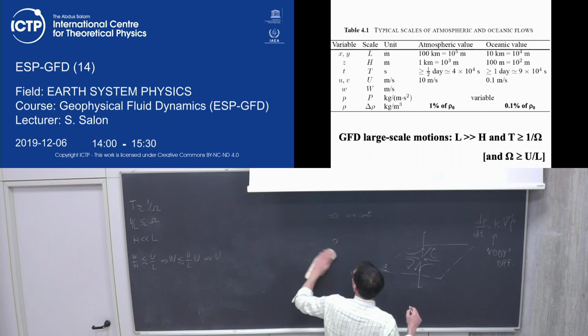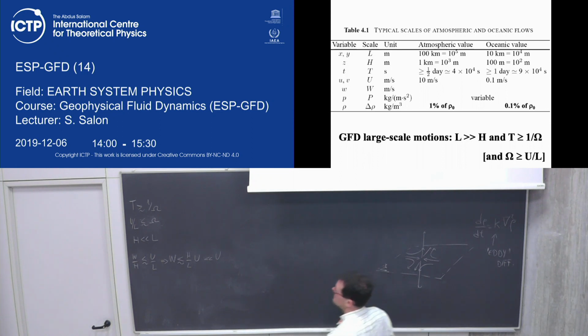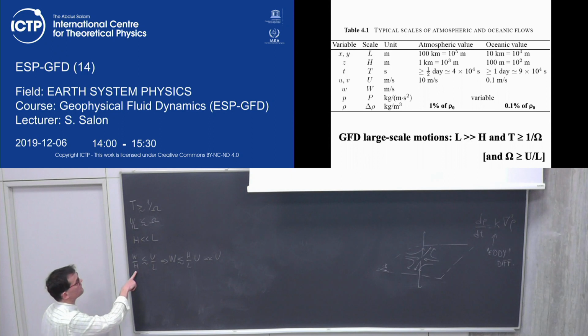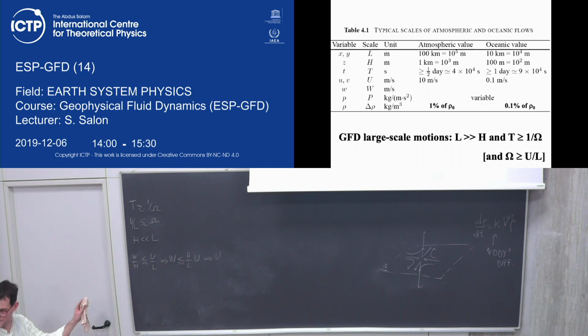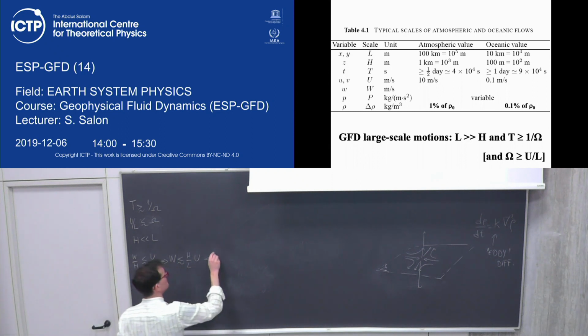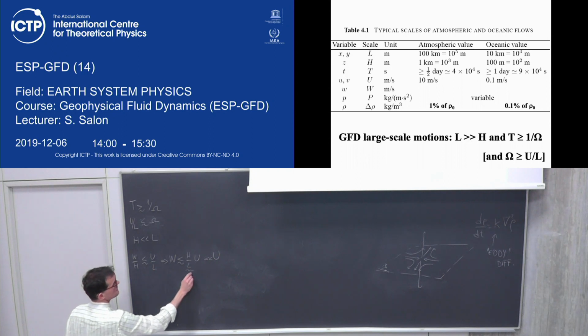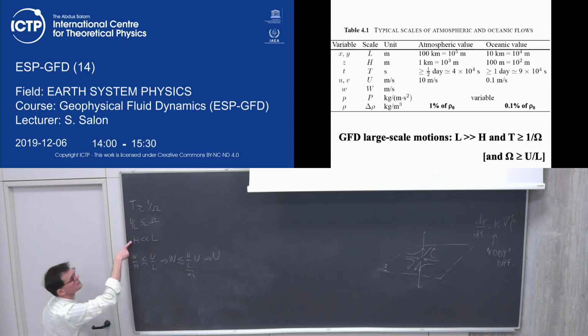So we have obtained another very important limit to our description of GFD: from the scale analysis of the continuity equation, we obtain that the scale of the vertical velocity will be much smaller than the horizontal one, in general. This is U, still U. Okay, because this is much smaller than one.